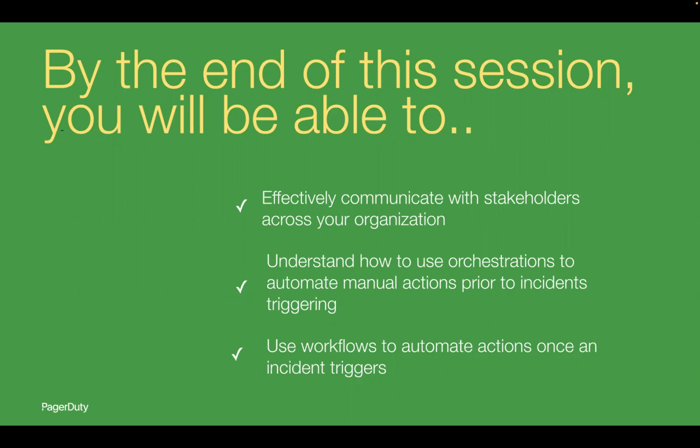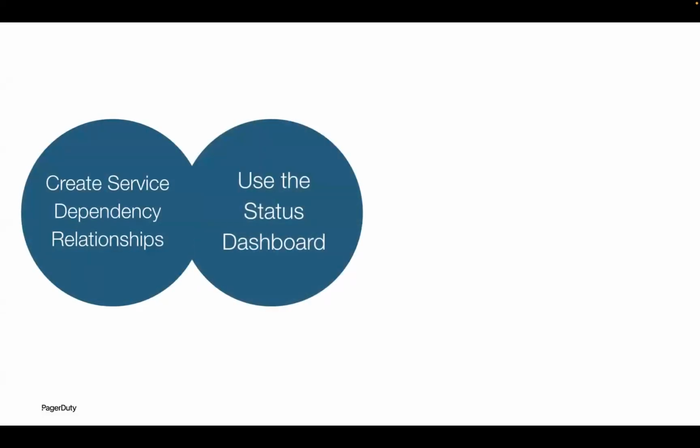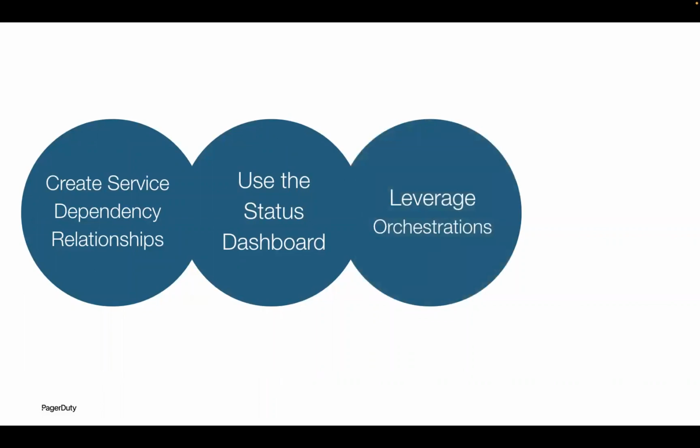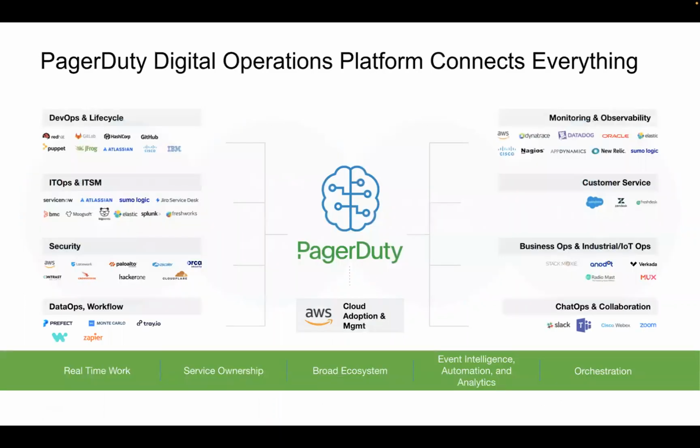So there's really four key areas that we're going to take a look at today. Creating service dependency relationships, using the PagerDuty status dashboard and sending out stakeholder notifications, leveraging PagerDuty orchestrations, and finally, running incident workflows, and then seeing how these all work together with a real incident. So let's go ahead and jump in a little bit closer.